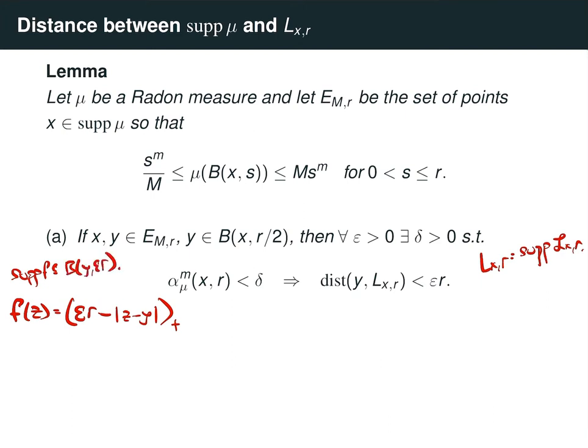Okay, so our goal now is to show that the L_{x,r} measure of this ball here is positive, since that will then mean that the support of this plane intersects this ball, and hence the distance between y and the support of the plane must be at most the radius of this ball, which is epsilon r. Okay, so let's go through and prove this then. What I'm going to do is first look at the integral of f d mu. Now, really this should be for epsilon small enough.